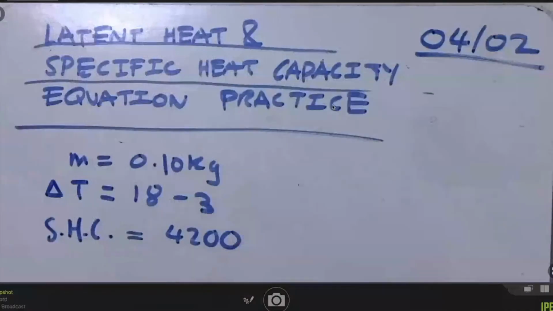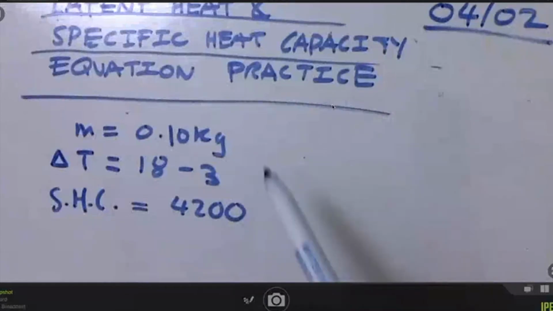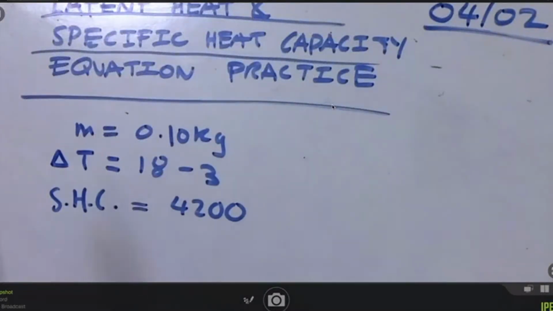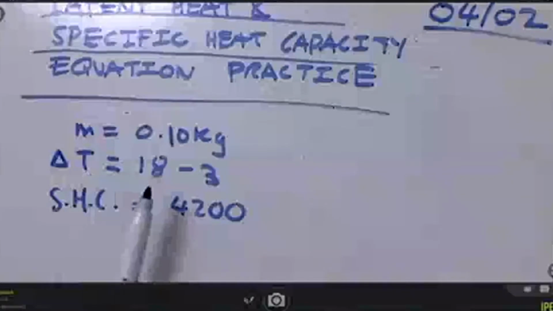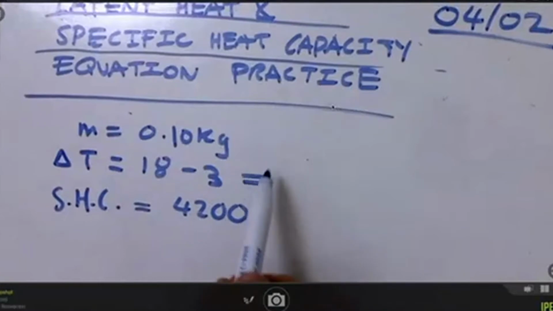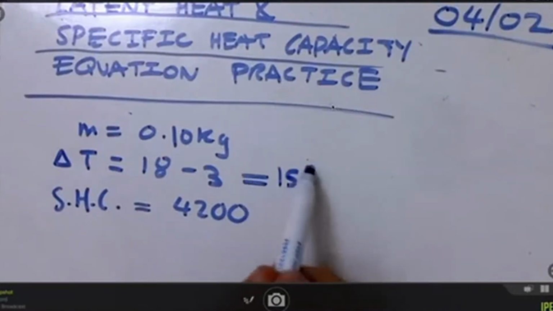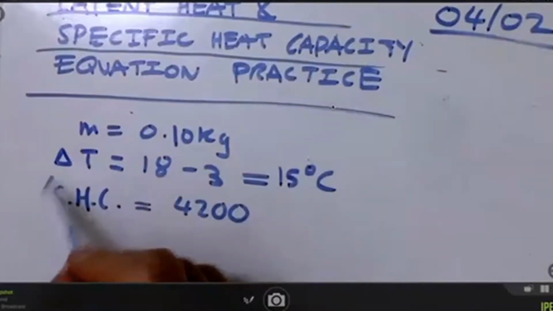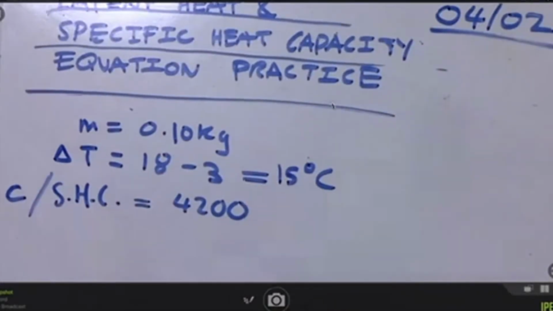Okay. So this is what I've jotted down. You can get all this information from the question. Again, just to show you what each of the symbols and letters mean. Delta T is the change in temperature. It said it goes from 18 to 3 degrees Celsius, so that's obviously going to be my change in temperature there. SHC, again, you can use just C as it is.